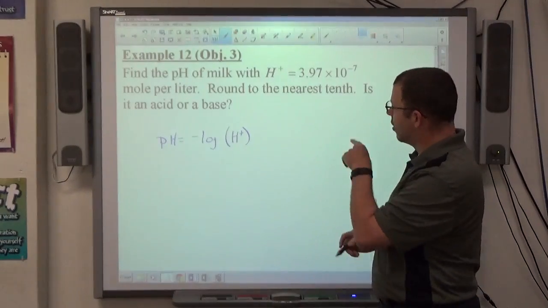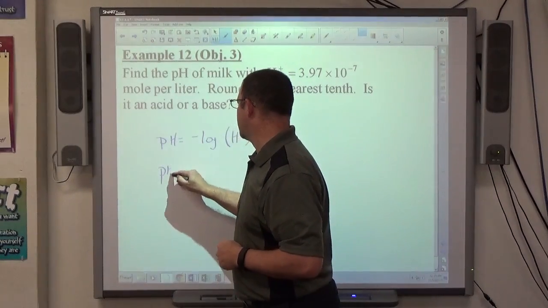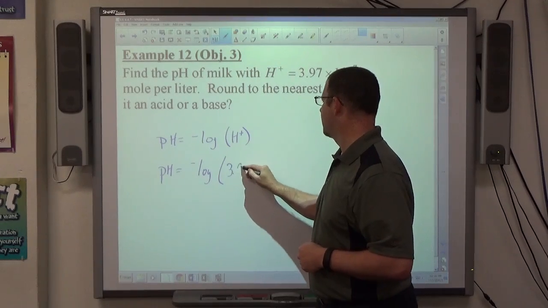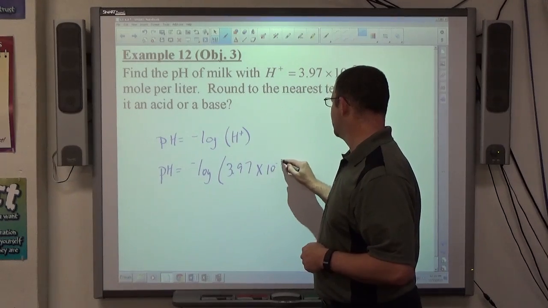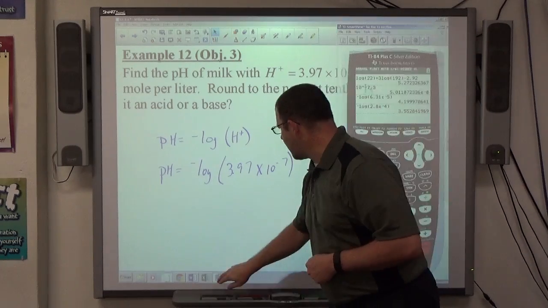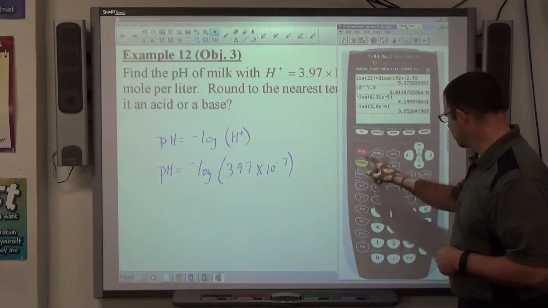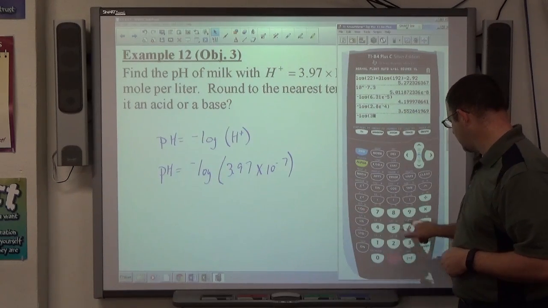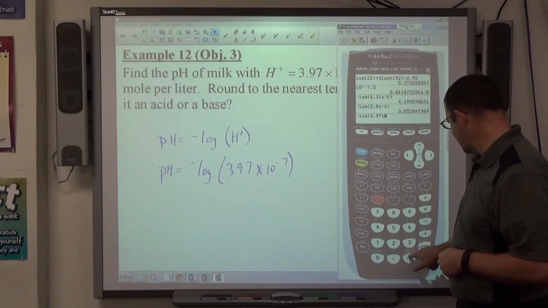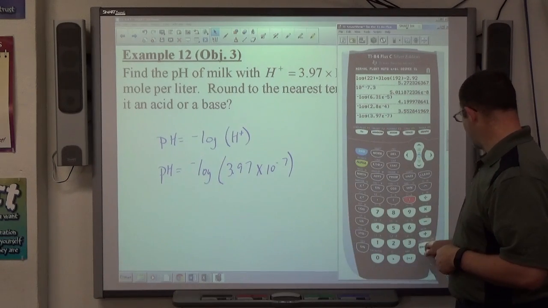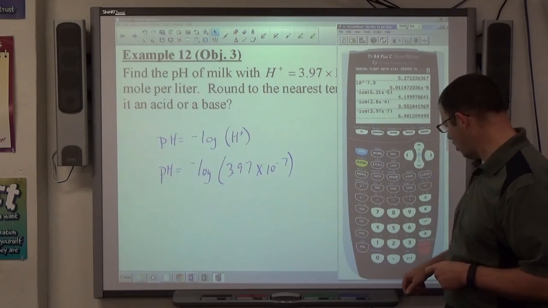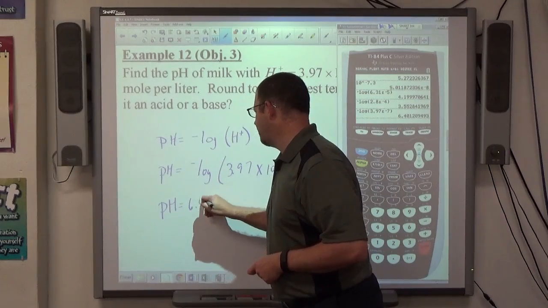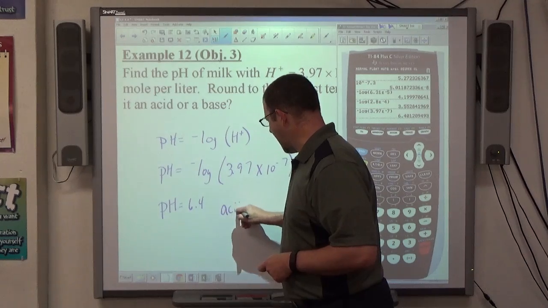So the pH of milk is going to equal negative the log, base 10, of 3.97 times 10 to the negative 7th. If we try it out, we do negative log, 3.97, EE, negative 7. And we come out with 6.40. So the pH of milk is 6.4, making it a very weak, but actually an acid.